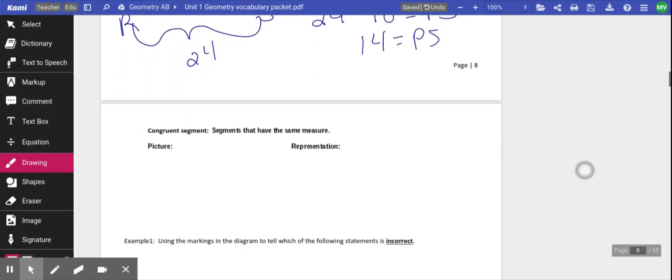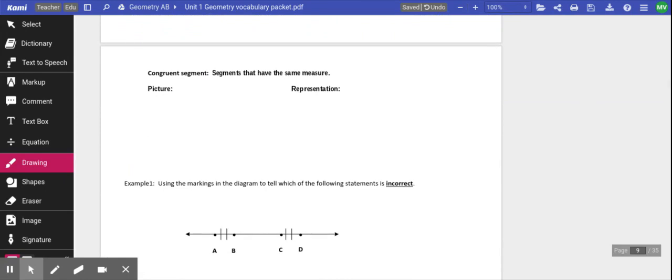That's segment subtraction. Congruent segments. Segments are congruent if they have the same measure. So if I have AB, which is 3, and I have another segment CD, which is 3, we'll say inches, because it does matter, they have the same units. AB is congruent to CD.